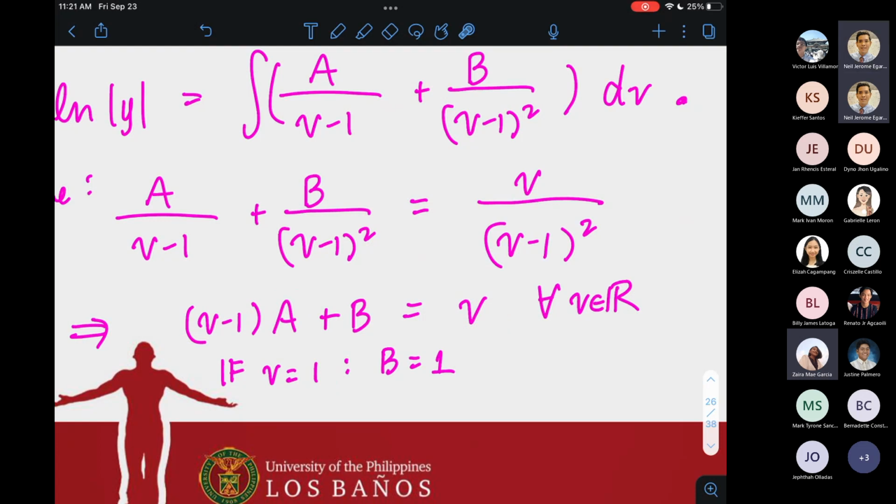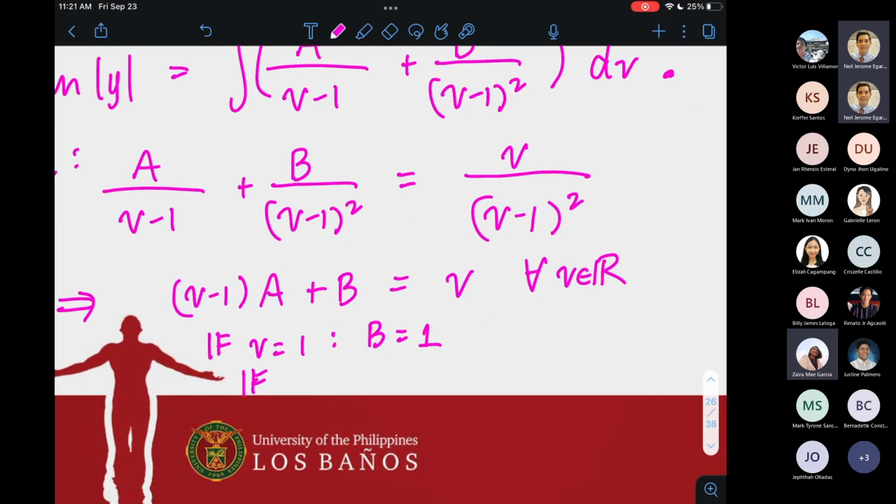So si b ay equal kay 1. So kailangan nating mahanap ano yung value ni a. So para mahanap yung value ni a, bigay pa tayong isang value ni v. You can use any value of v you want kasi totoo naman to for all v. Pero I'll use 0 para madaling mag-substitute. Kapag si v ay 0, here I'll get negative a plus b, but I know the value of b is 1, so negative a plus 1 equals 0. Kasi nga si v ay 0. Tapos here we get a equals 1.